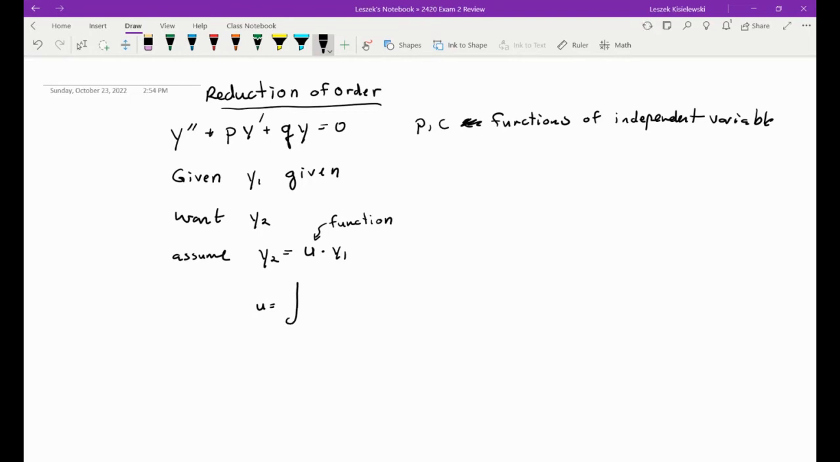It's an integral, and you're integrating e to the negative of the integral of p, divided by the first solution squared. So you end up doing two integrals. So you integrate once to get that exponential, and then you integrate again to get u. So that's our formula for reduction of order.